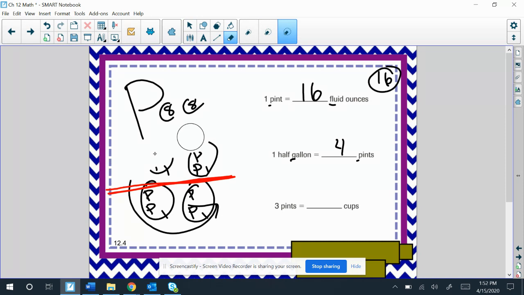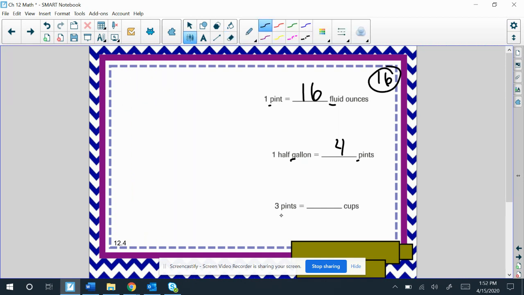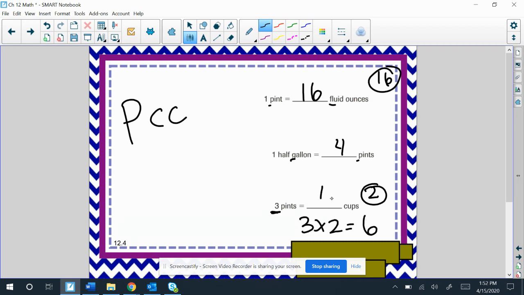Let's see how you did. I need to erase to give myself space. I hope you are taking notes on your paper. And let's go ahead and give it a try. I have 3 pints, and I want to know how many cups there are. So I'm going to draw a pint, and each P has 2 C's. Well, I have 2 cups in one, but I have 3 right here. So 3 times 2 equals 6. 6 cups. Let's double check that with a picture.